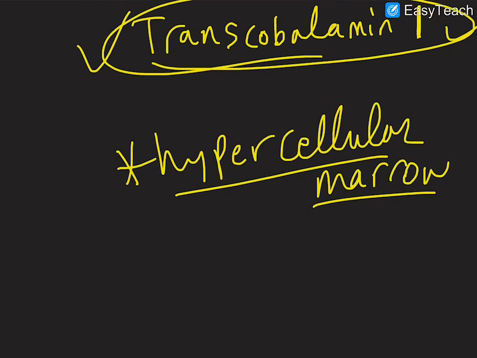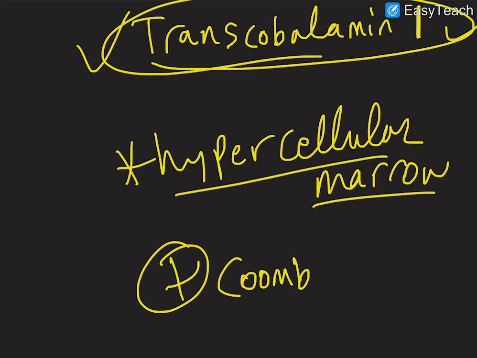And we'll talk about this more when we talk about hemolytic anemia, specifically autoimmune hemolytic anemia. But you can do the Coombs test, which basically tests for antibodies against red blood cells. And if we have antibodies against red blood cells, which we do have in autoimmune hemolytic anemia, the Coombs test would be positive. We'll talk about this more in a separate video.